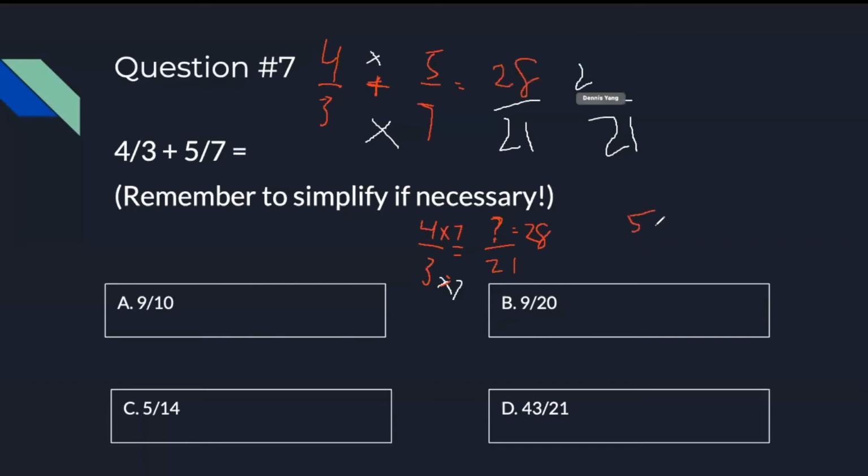So 5/7, oops, not both of them are 21. So let's take a look at 5/7. Right? So 5/7 equals question mark over 21. So using the same method, how can we find out the question mark for this one?